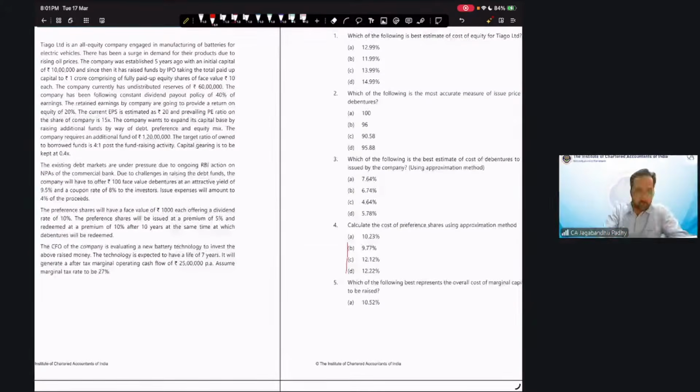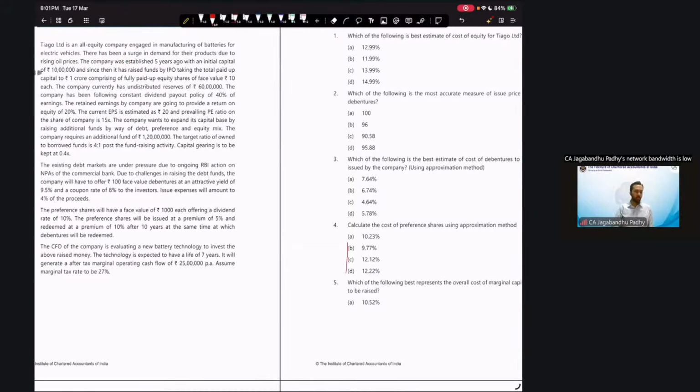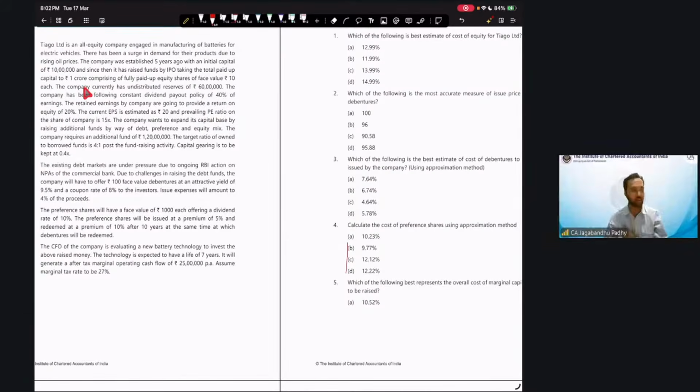So here we have this question. Tiago Limited is an all equity company engaged in manufacturing of batteries for electric vehicles. There has been a surge in demand for their products due to rising oil prices. The company was established 5 years ago with an initial capital of 10 lakh. And since then, it has raised funds by IPO, taking the total capital up to 1 crore. So right now, the capital that's invested in the company is 1 crore.